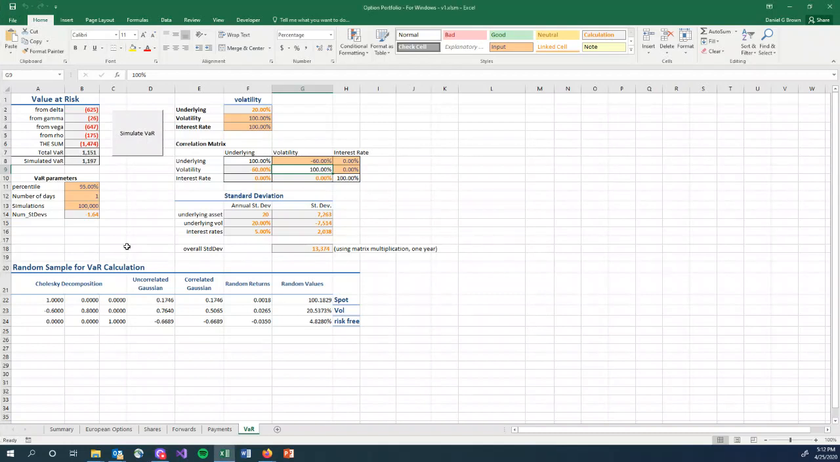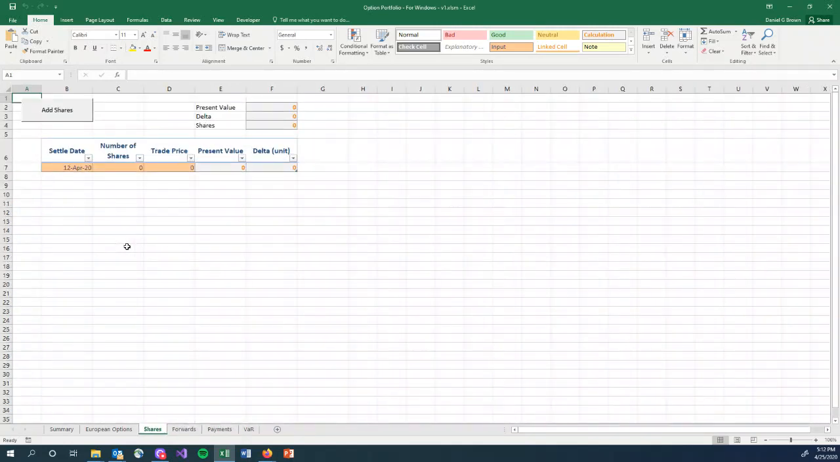Okay, so we've just come back. We have run the value at risk. We changed the correlation from positive 60% to negative 60%, and we see the value at risk has increased significantly. Now let's think about why that is the case.